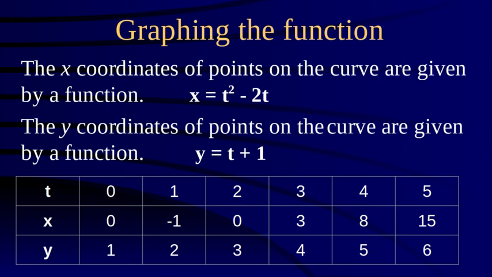When you plot these points, you have to plot them and connect them in this order. You plot the points (0, 1), (-1, 2), (0, 3), (3, 4), (8, 5), (15, 6), and then you connect them in that order. Sometimes it's nice to number the points so that you know they go in that order, or we can also put arrows on the graph to show the direction of the curve.